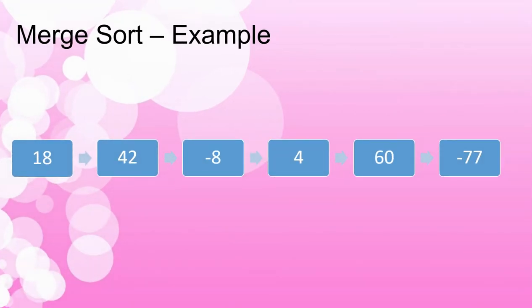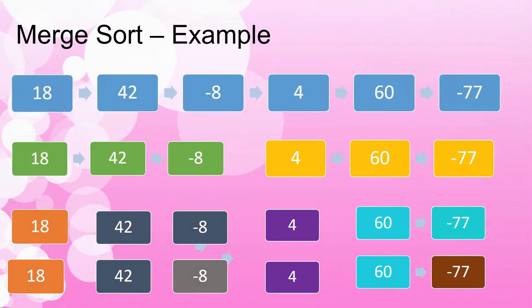Now let's do an example. Let's say that we have this array and we want to sort it using merge sort. We start above, as you can see, and then we split the array into two halves, a green one and a yellow one. Each part has three elements. Then we take the left one and we split it again, and we have a one element array and a two element array. Then we split it again, and you can see at the bottom, one element 18, one element 42, and one element minus 8.